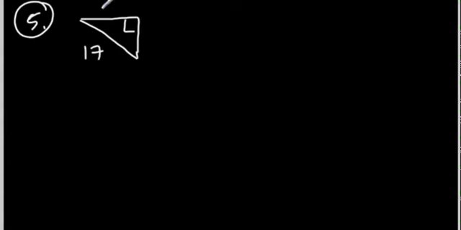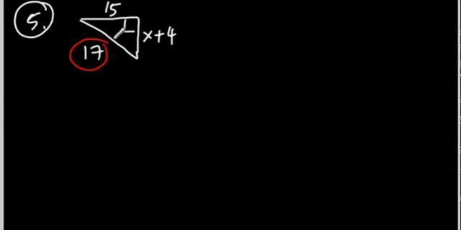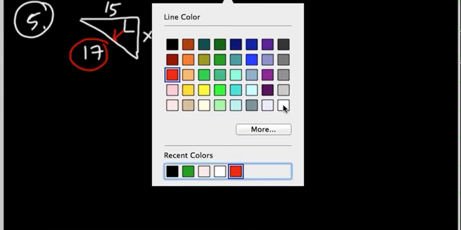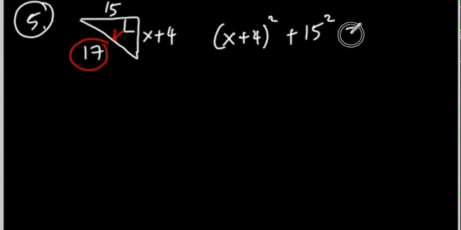So here's 17, here's 15, and here's x plus 4. Now the first thing, like I said before, is always identify the hypotenuse. You know it's right across from the right angle, so you know that 17 in this case is the hypotenuse. So what we do is it's x plus 4 squared plus 15 squared is equal to 17 squared. Okay, so let's expand all this.